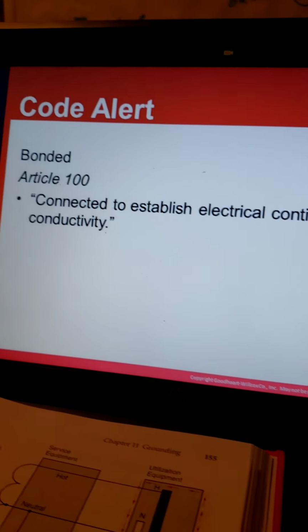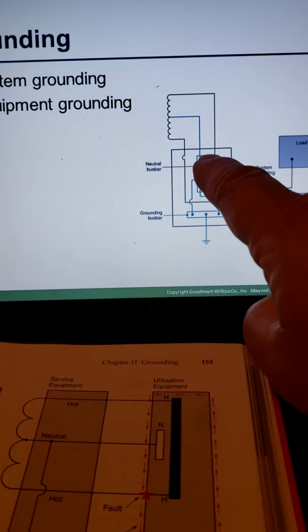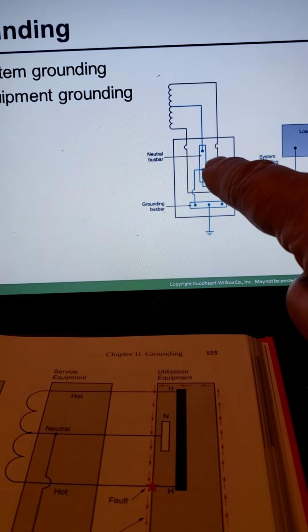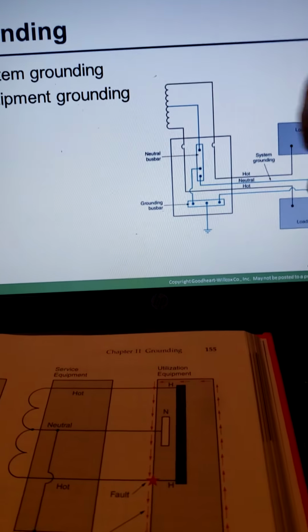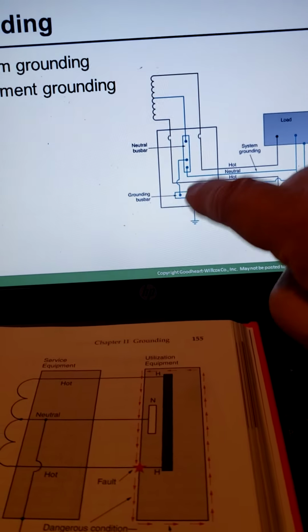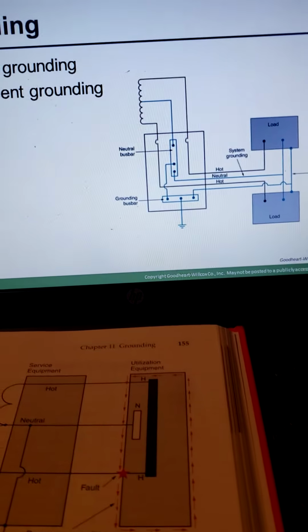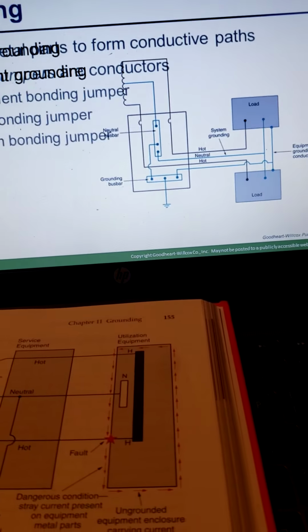Therefore, bonded basically means connecting to establish electrical continuity and conductivity, or the act of making something bonded. So going back to this picture here, this is where they're all bonded together. They all make one source. When it comes back, it's going to one source. It's either going that way or it's going down. So they're all the same, they're all equal right in here, but they're separate wires going somewhere else.